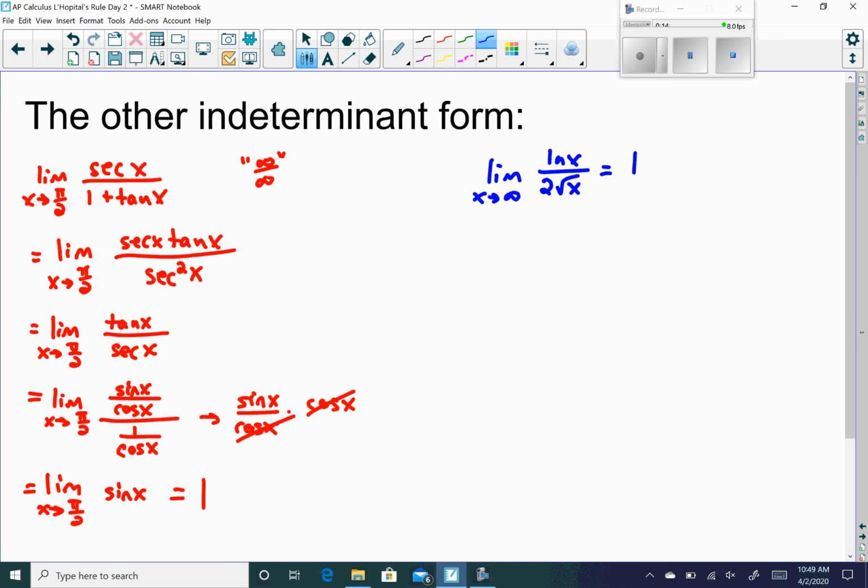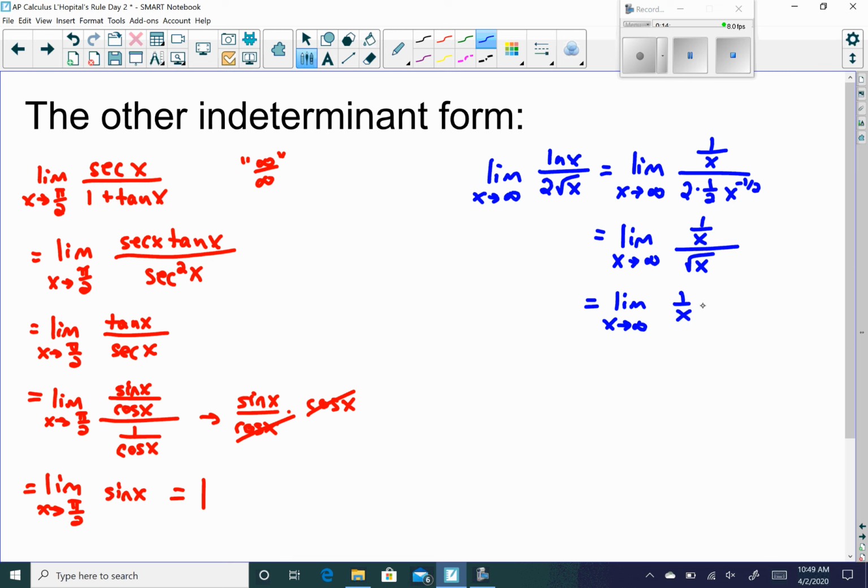No other way to simplify this, so we'll take this limit. Derivative of natural log is 1 over x. Derivative of 2 times radical x, 2x to the 1/2, becomes 2 times 1/2 x to the negative 1/2. So this just leaves us with 1 over x, and then over the square root of x. We could still leave it as x to the negative 1/2. So we could rewrite it this way. It's 1 over x times x to the 1/2 if we just skip that middle step there, rewriting it.